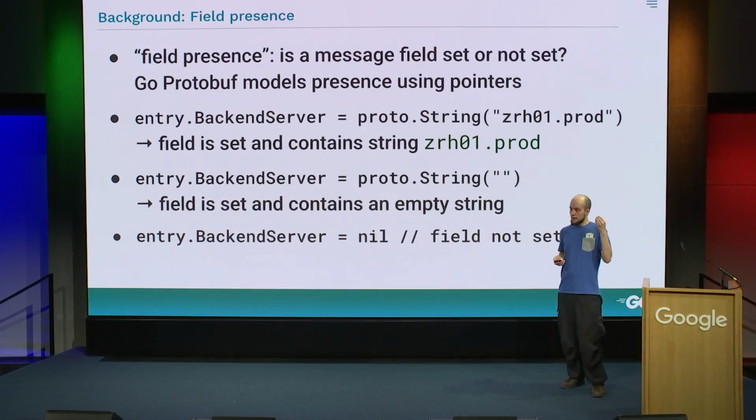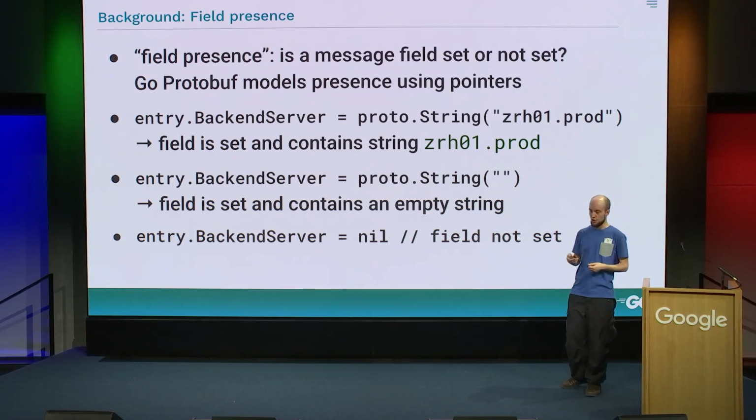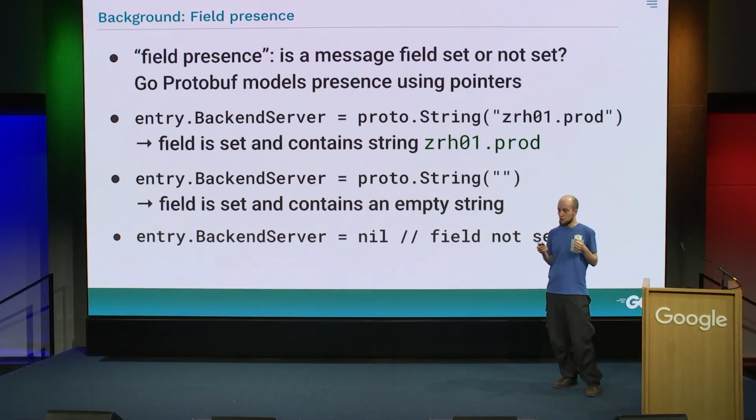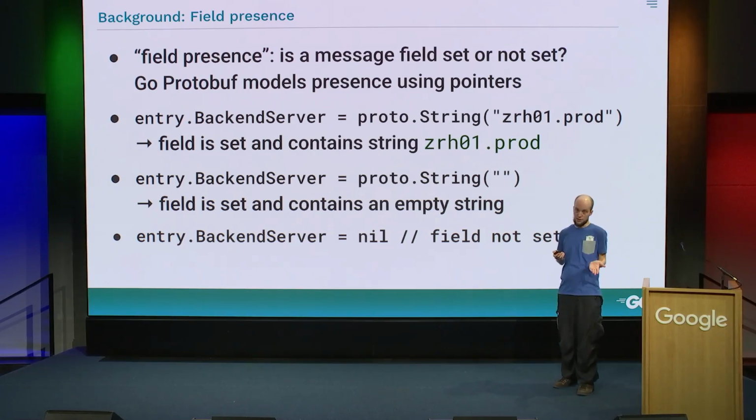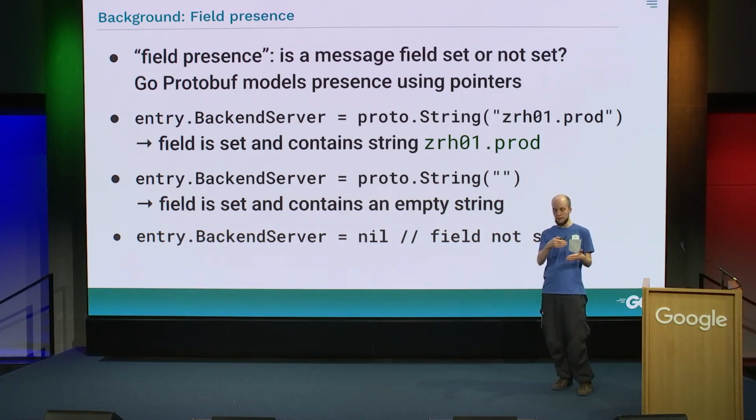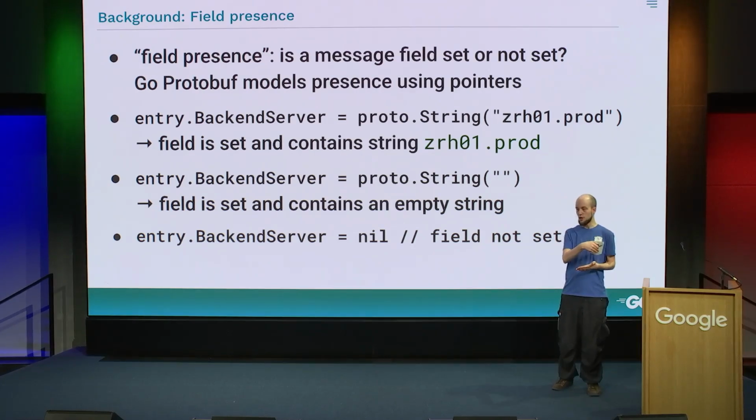Anyway, so let's briefly zoom into the concept of field presence, because we'll need this to understand what we're changing about the generated code. So field presence means whether a message field is set or not set. And Go Protobuf decided to model field presence by using pointers. So that's why all of the fields that we had in the previous slide in that struct were all pointer types, pointer to a string, pointer to a uint32, and so on.